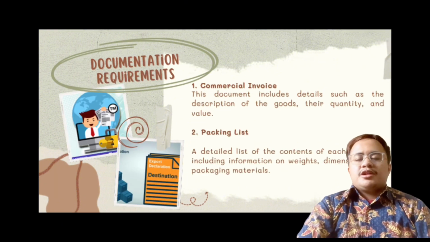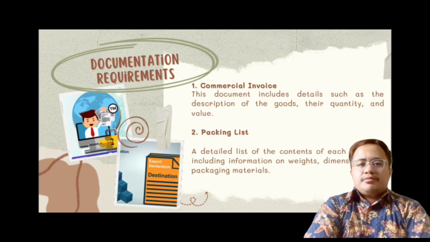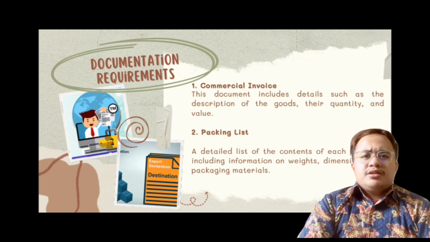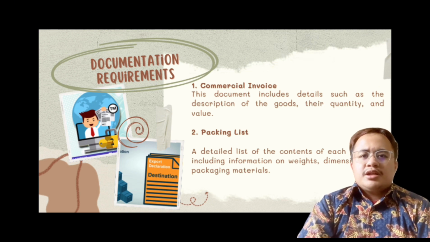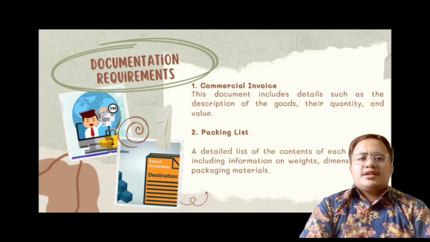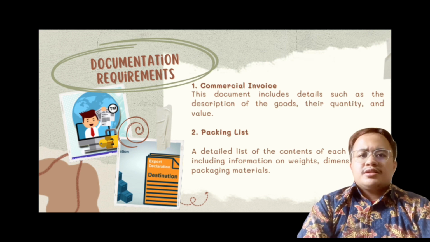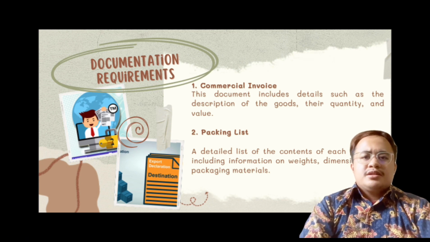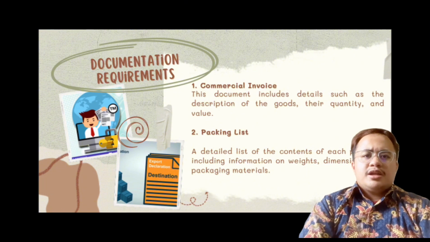So for the next part, I will explain about documentation requirements. First point is a commercial invoice. This document includes details such as the description of the goods, their quantity and the value. It is used by customs to assess duties and taxes. Second point is a packing list, a detailed list of the contents of each package, including information on weight, dimension and the packaging material.